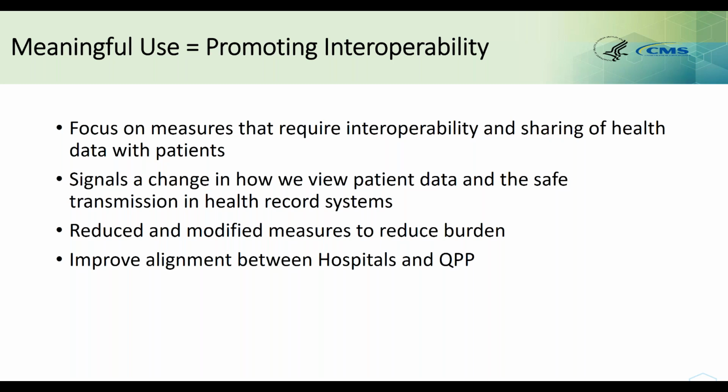We also reduced the total number of measures from 11 to about 6. Again, they're all focused on interoperability, so we think that reduces burden but puts the focus where it needs to be. Our goal is to align this program between hospitals and the quality payment program, understanding that health systems often use a common EMR, and if they have one set of requirements for their clinicians and another for hospitals, that very much increases the burden on that system. Next slide.